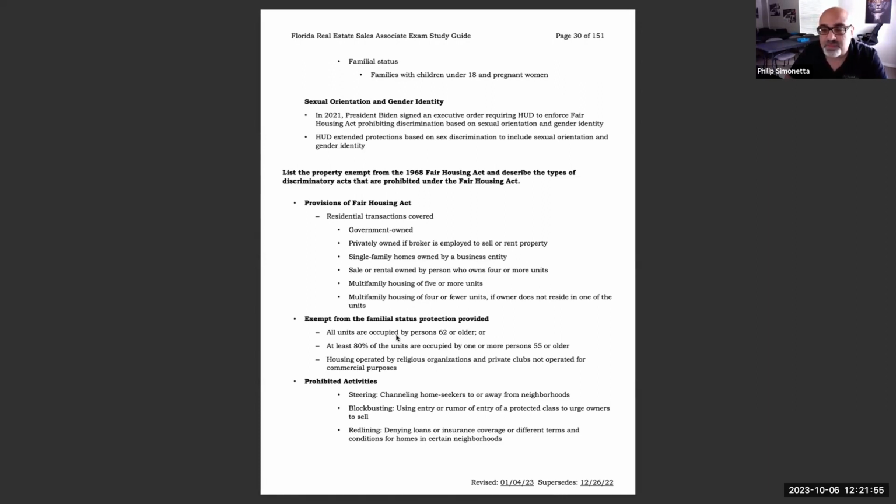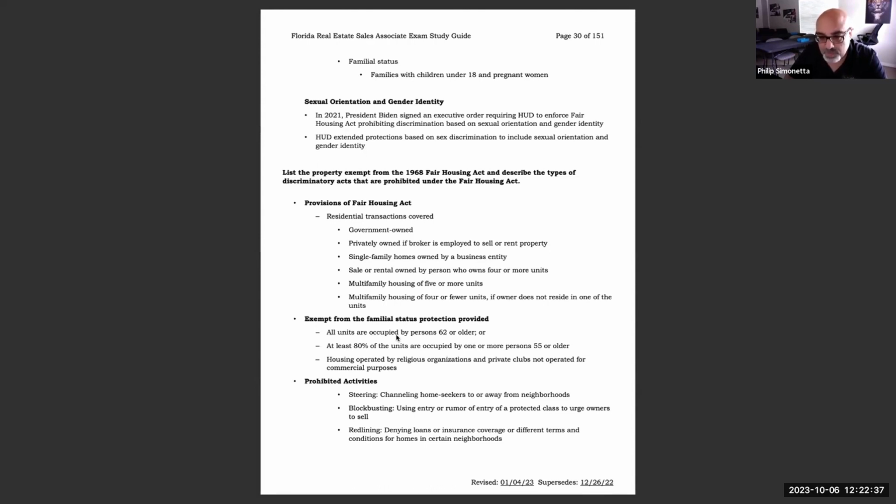The exemption from the familial status protection: you have the Housing for Older Persons Act, 55 and older communities, 62 and older communities. All units must be occupied by people 62 or older, or at least 80% of the units are occupied by people 55 or older. Those housings are exempt, right? Because you've got to have a minimum age to live there. So they're exempt from the familial status. Also, housing operated by religious organizations and private clubs that are not operated for commercial purposes. They can have certain nationalities, certain things. They're exempt from the law.